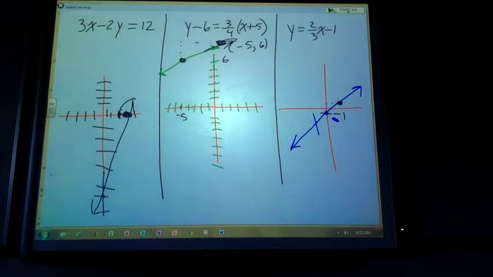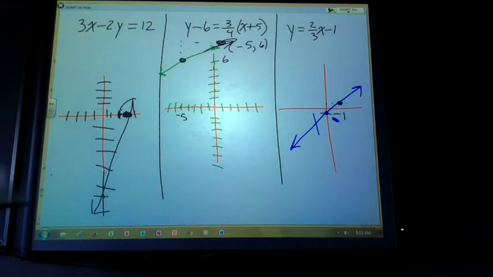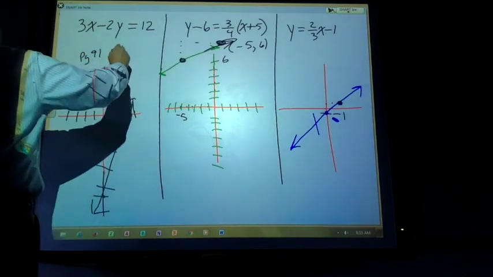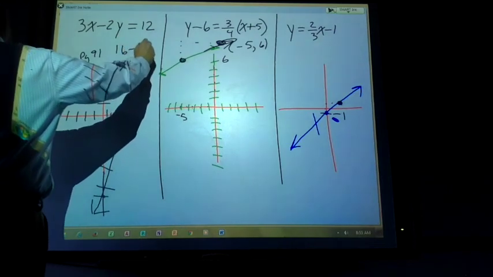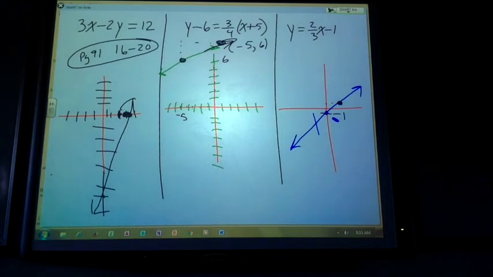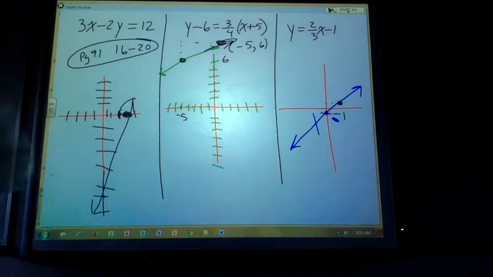All right, guys and girls. Page 91, 16 through 20. Those are your special cases. It's recorded on yesterday's lesson if you need to go back and look at it. Can I take a picture? Yeah, buddy.